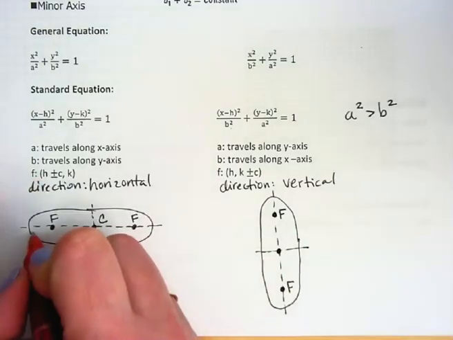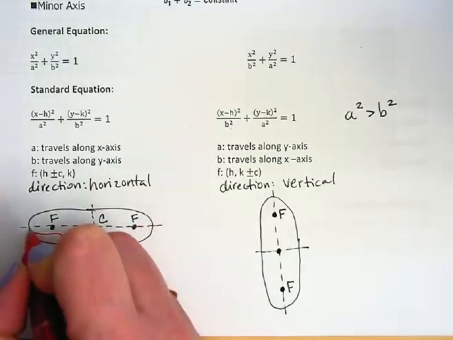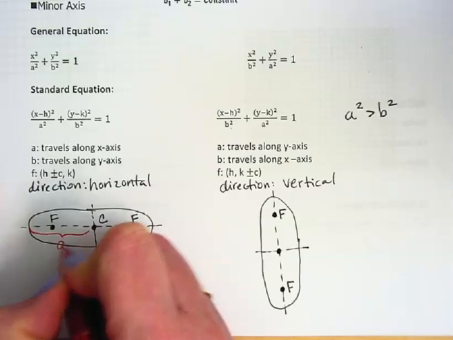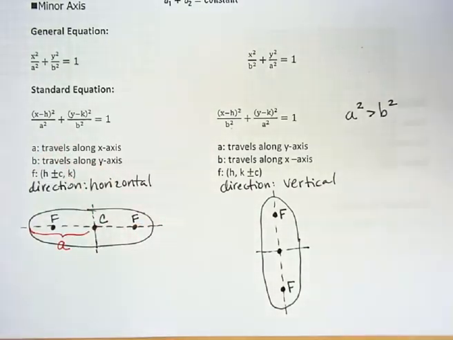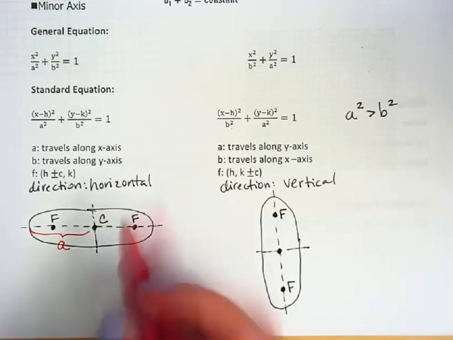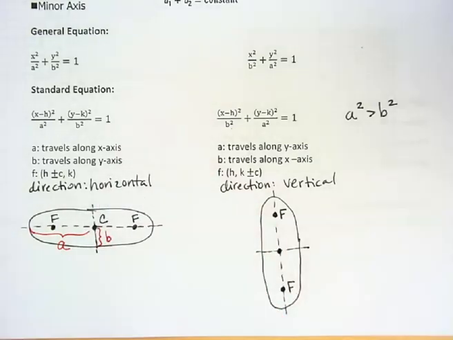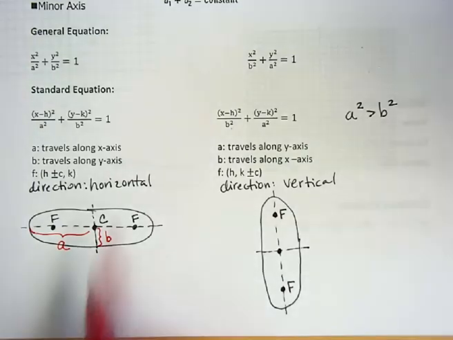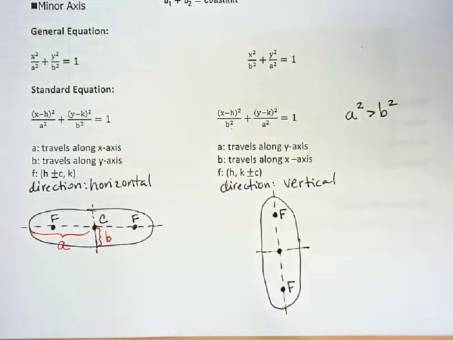The length from a vertex here to the center is going to be called A, and that's what we'll get our A value for our equation. That length is A. It's also half the major axis. Half the minor axis, so from the center to the co-vertex, is B. And that's the same B as is in the standard equation form.